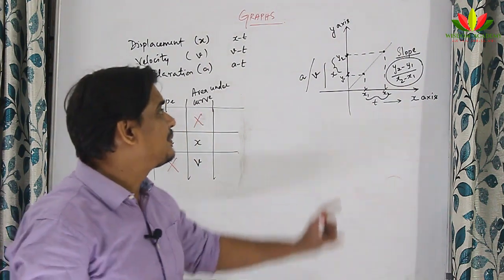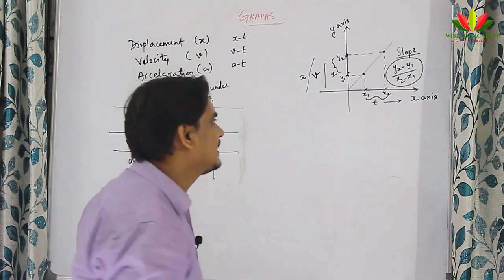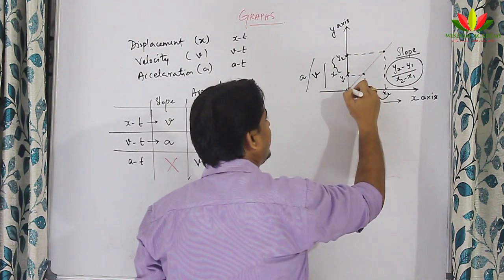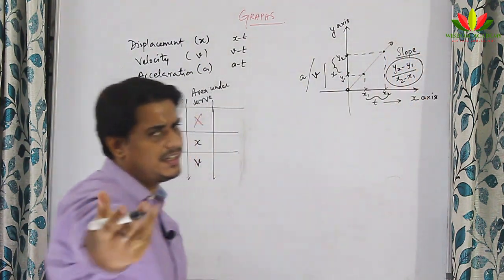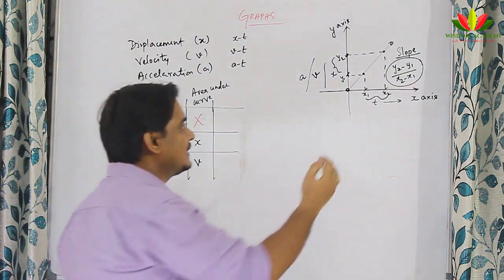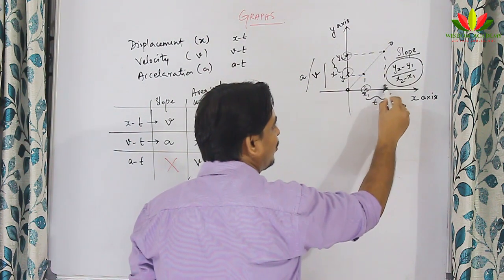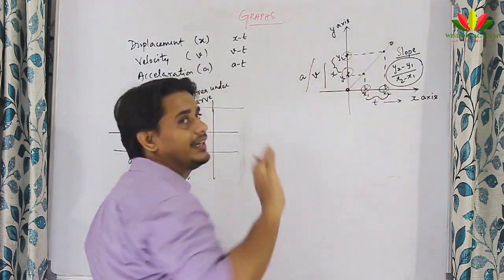So, sir, is there any specific point I should take? You can take any point. You are free to take any point. Someone says, sir, I will take the starting point, I will take the ending point. Yeah, you can take. There's nothing wrong in that. You can take any 2 points on the line, find these points and divide them like this, you will get the slope.